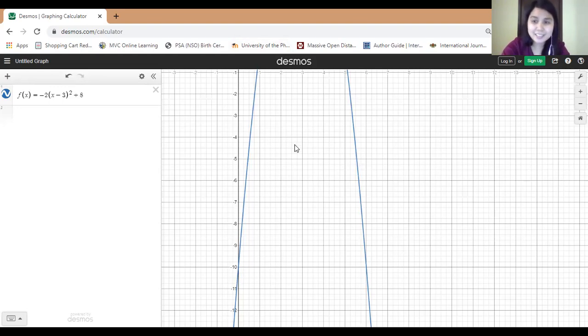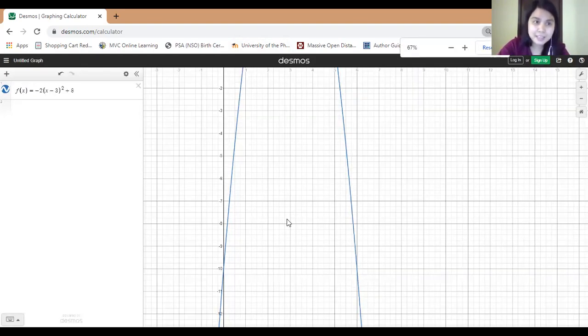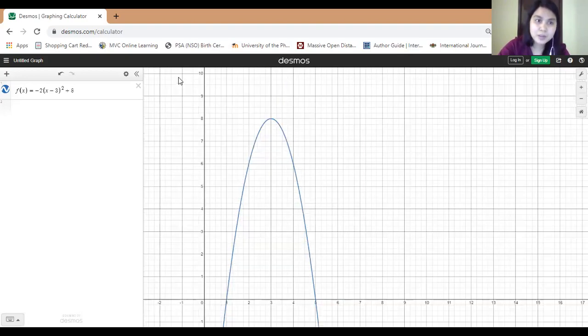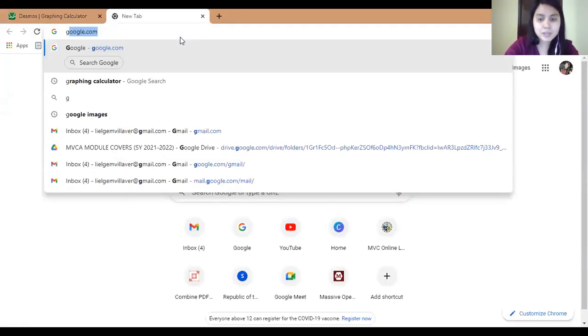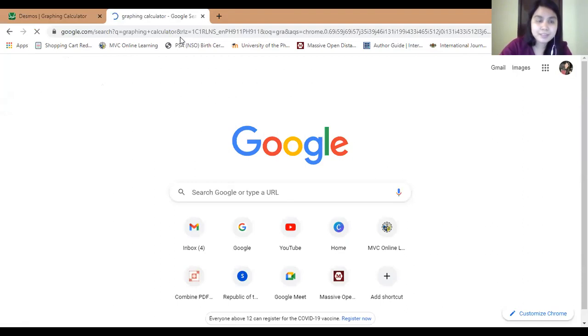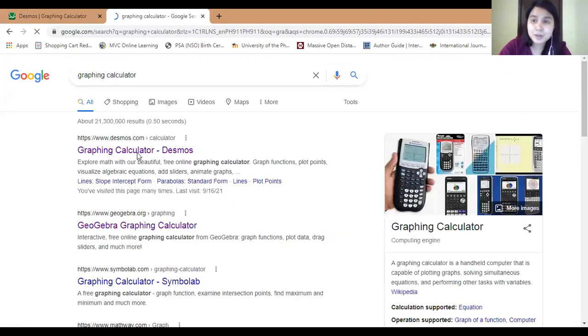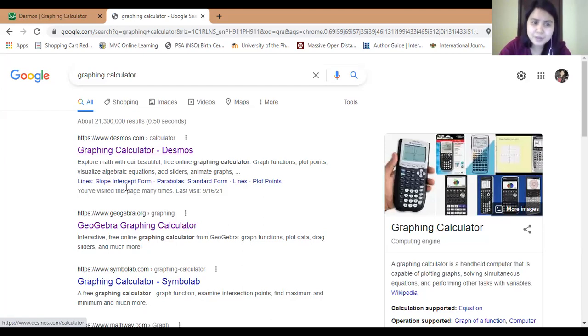So you can check your answers using a graphing calculator. How to do that? You just go to Google. Just type graphing calculator, and then it will lead you to this first one, the graphing calculator Desmos. There are many graphing calculators. We have GeoGebra and Symbolab that can help you in checking your answers. So that's it for today's activity.